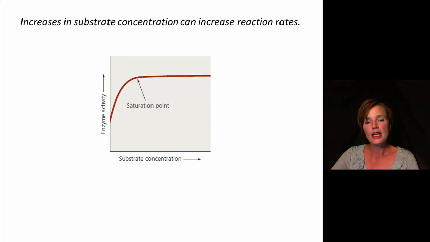get product. But again, notice that after we increase at a certain point, the saturation point, at that point the enzyme is basically working as fast as it possibly can, and we're not going to be able to increase the reaction rate or increase the production of product anymore beyond that particular point.